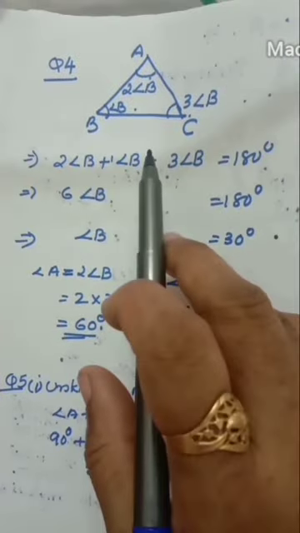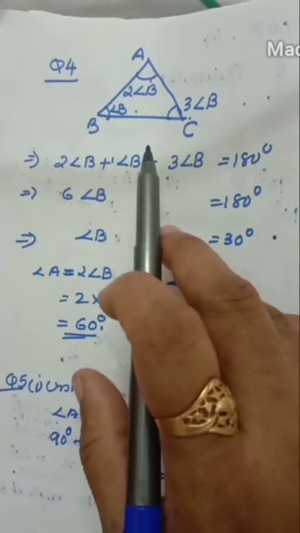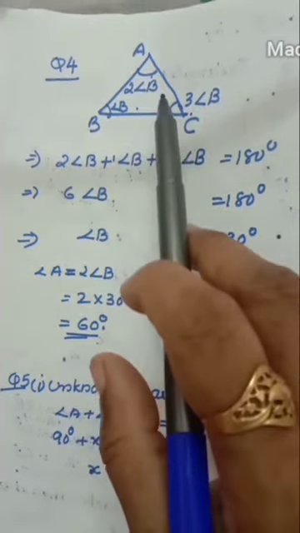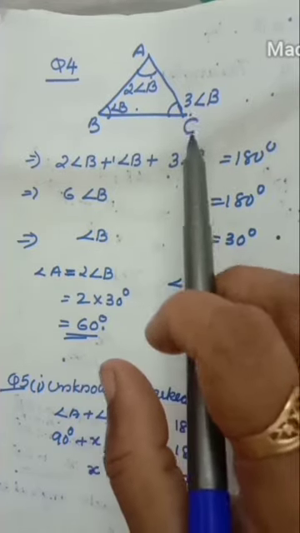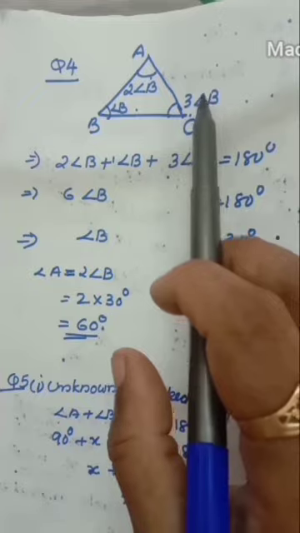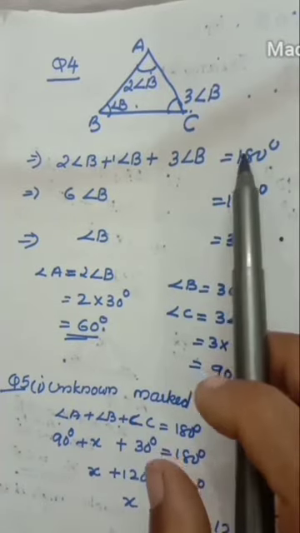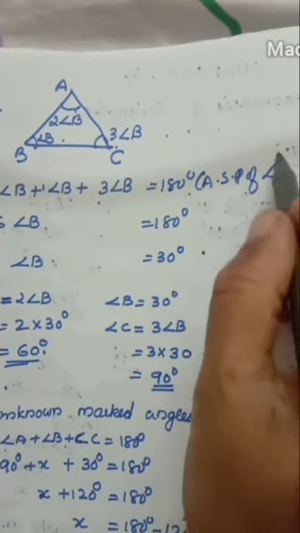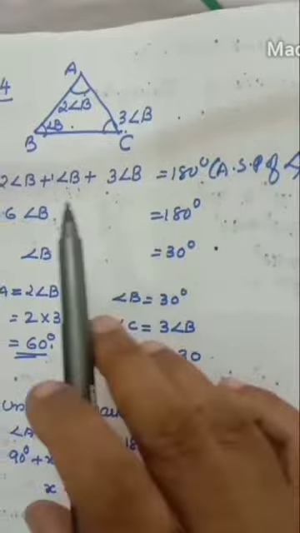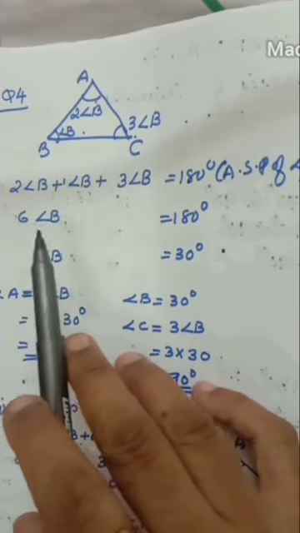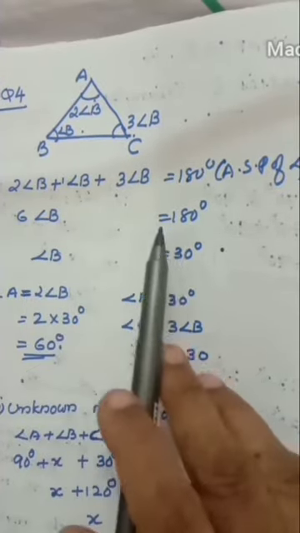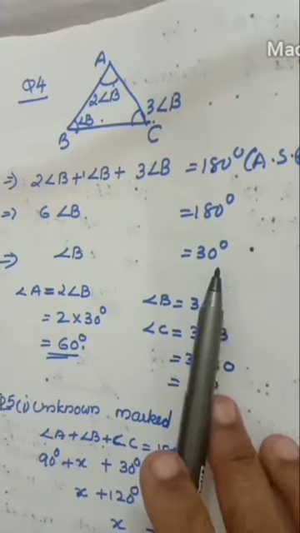Question number 4. In a triangle ABC, angle A equal to 2 angle B, and angle C equal to 3 angle B. Find the measure of each angle. A angle is 2 angle B, B angle is angle B, C angle is 3 angle B. You know, you add 3 angles, you will get 180. This property is angle sum property of a triangle. Okay, this is important. You have to write. So how many B's are there? 6B. 2, 1, 3. 6 B's are there. 6 is multiplied, here it will be divided. You will get angle B equal to 30 degree.